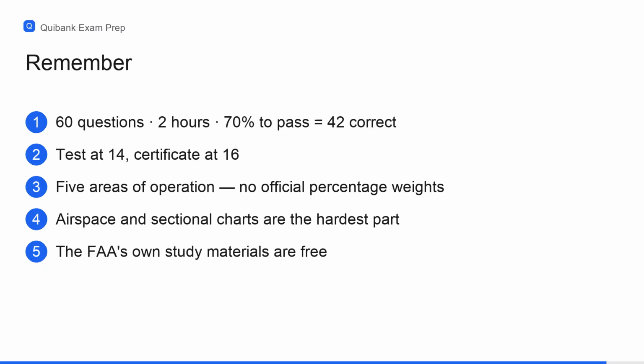Quick recap. 60 questions, 2 hours, 70% to pass, which is 42 correct. Test at 14, certificate at 16. 5 areas of operation with no official percentage weights published. Airspace and sectional charts are the hardest part and where your study time belongs, and the FAA's own study materials are free.